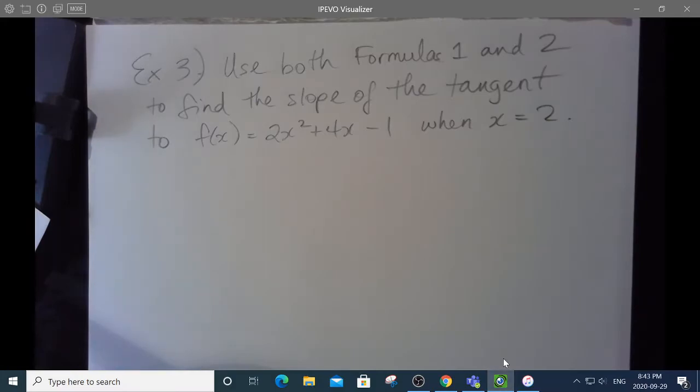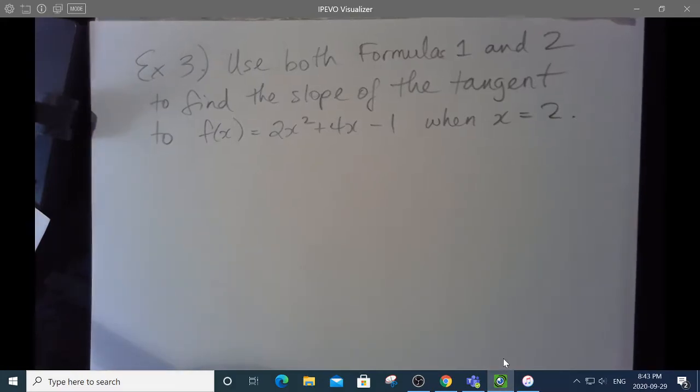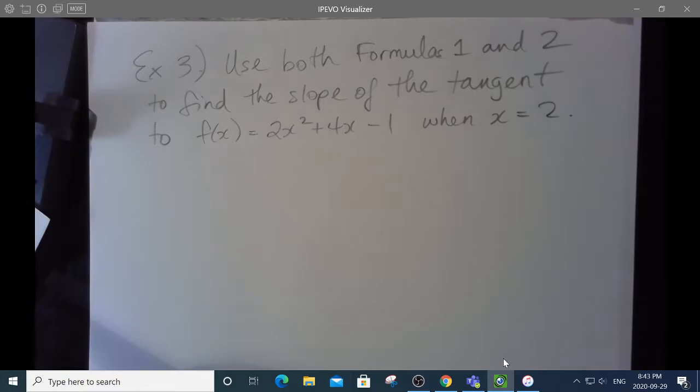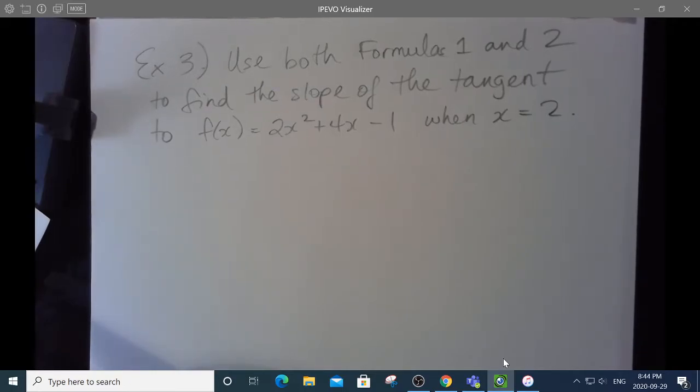Hey there, this is another video from my Intro Calc students, and I'm calling it Example 3 of Lesson 1.4. I think you should probably pause the video and try this yourself. It says, use both formulas 1 and 2 to find the slope of the tangent to f of x equals 2x squared plus 4x minus 1 when x equals 2. If you pause the video and give it a try, I'll run through the solution in just a minute. So pause it now.